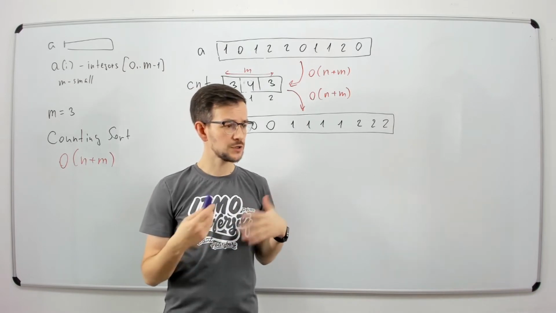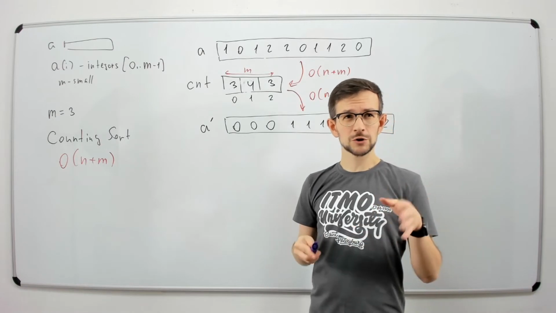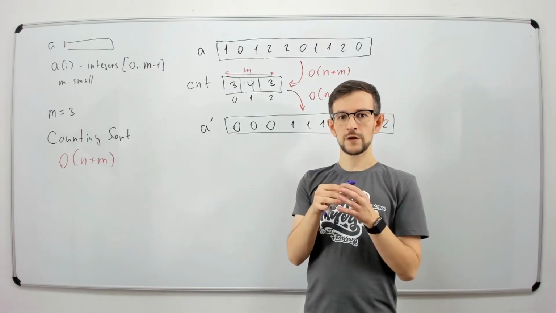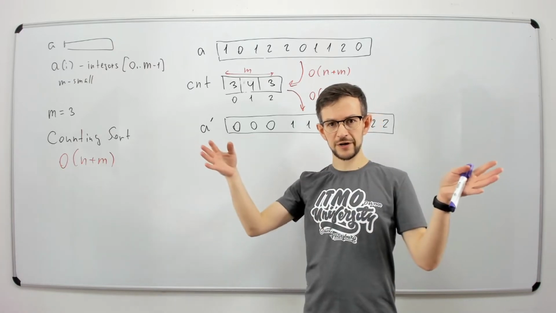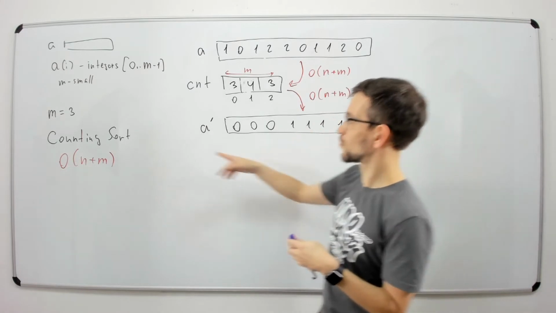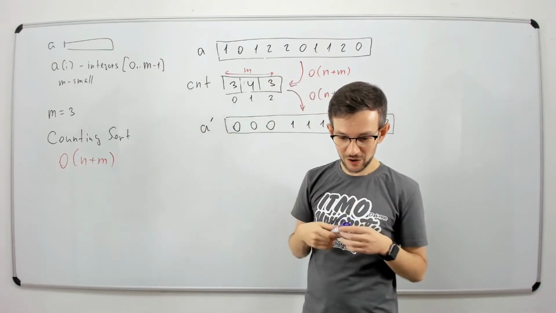Because it is used in some different situations. Usually counting sort is used when elements of the array are indices. So you have indices in the array, and you want to sort these indices. And indices are from 0 to n minus 1, and you have n elements. So that's how it usually works.